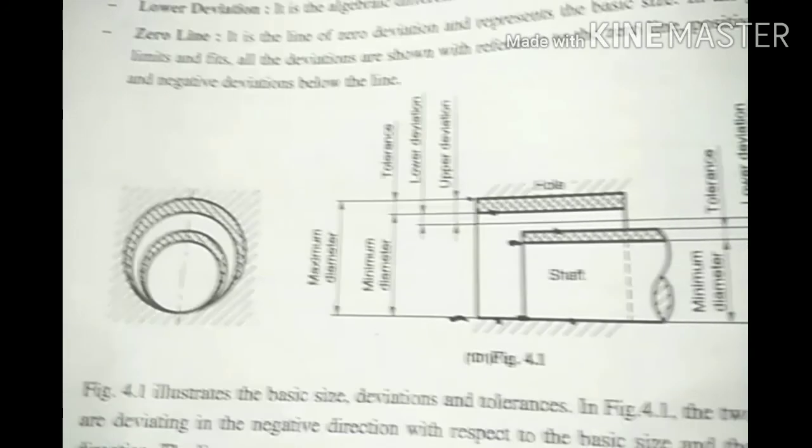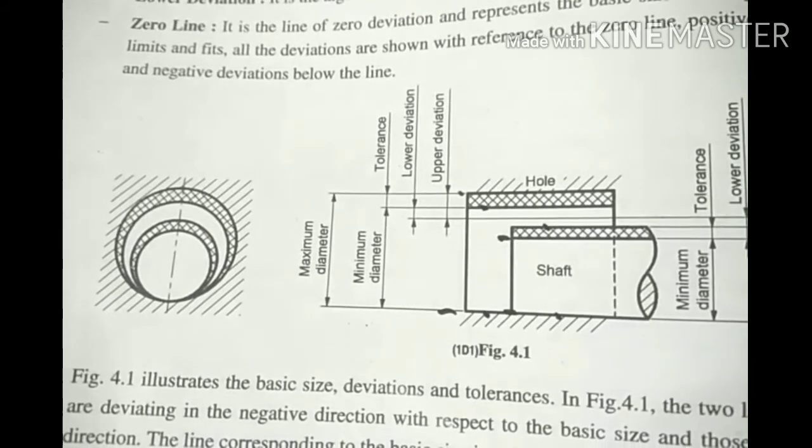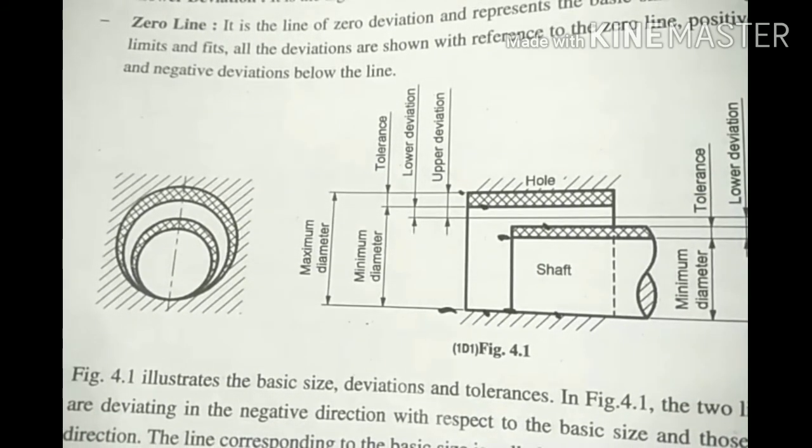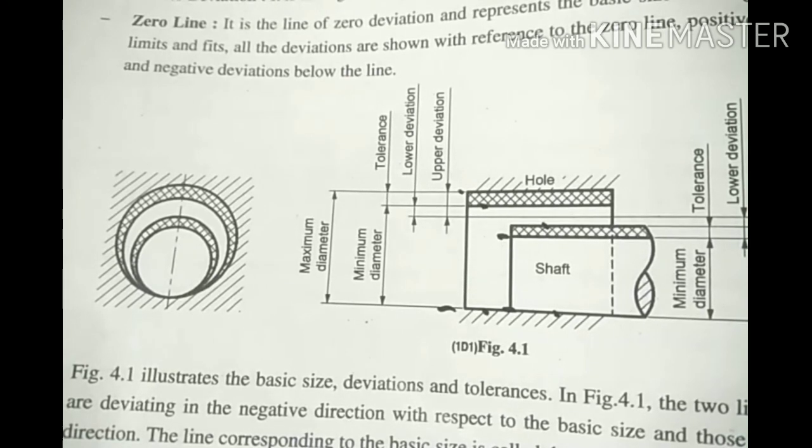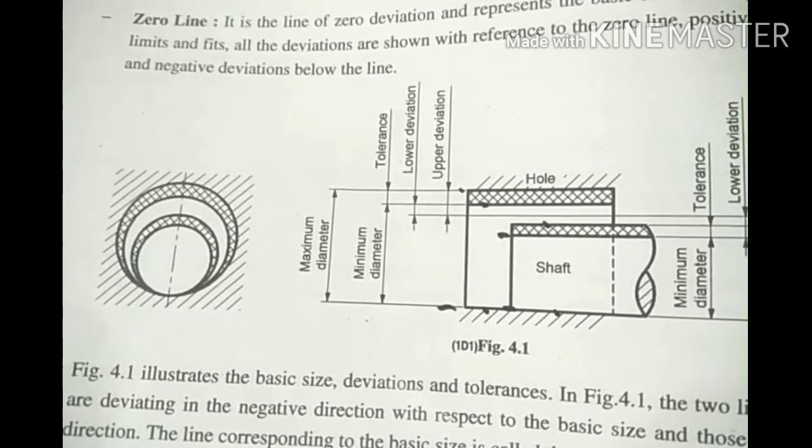Okay, so there is negative allowance and positive allowance. If the shaft is smaller than the hole, you can say positive allowance, and if the hole size is less than the shaft, that is called negative allowance. Positive allowance means clearance fit, and negative allowance means interference fit.